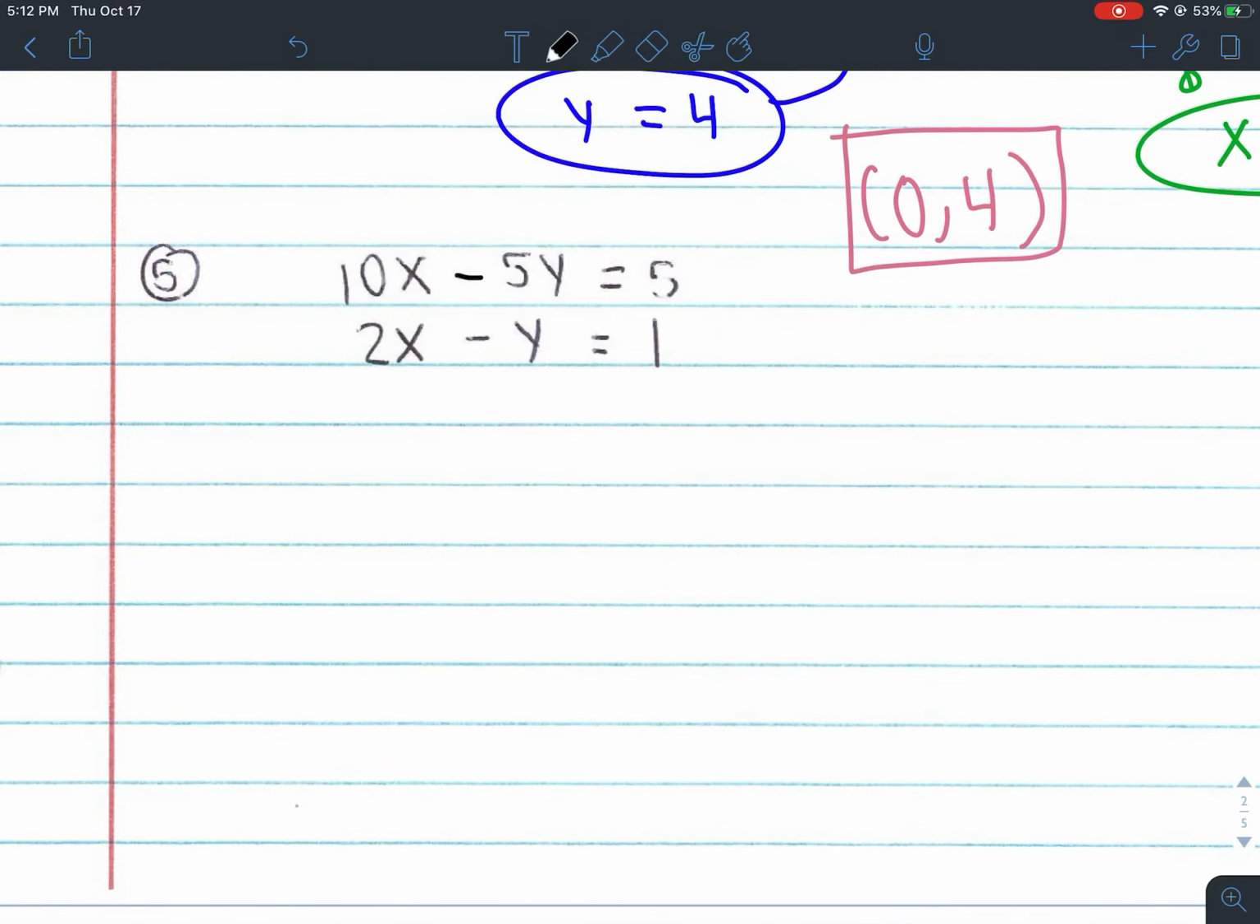We have 10x minus 5y equals 5. Oops, I'm sorry, I did not mean to move the iPad so much. And then 2x minus y equals 1. Okay.